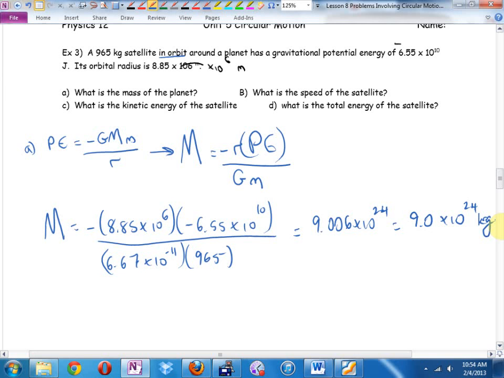That's almost twice the size of the Earth. Right? The Earth is 6 times 10 to the 24th. So it's 1.5 times the size of the Earth.